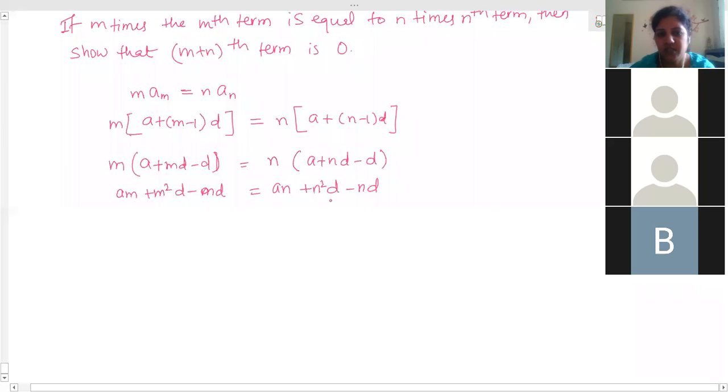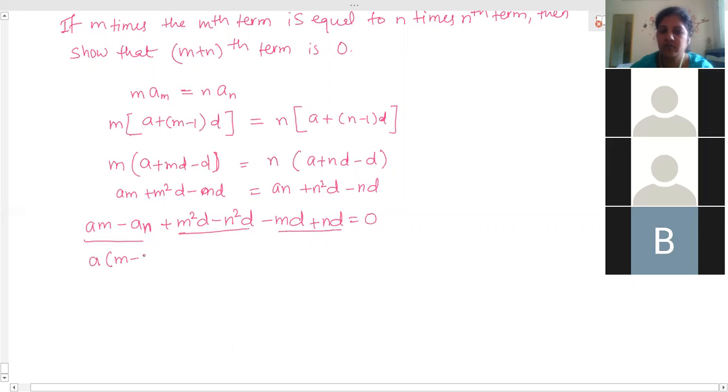Take all these terms on the LHS and write like terms together. This is a into m, not the mth term, and the like term is an. So I will write first am minus an, then plus m square d minus n square d, then minus md plus nd is equal to 0. Is this step right? Yes, ma'am. Now take two terms and factorize. From the first two terms, what can we do?